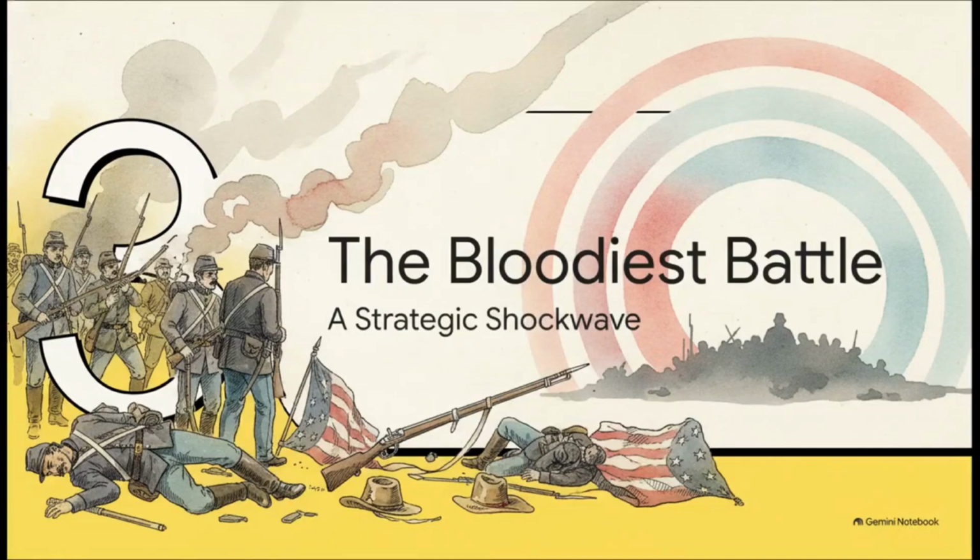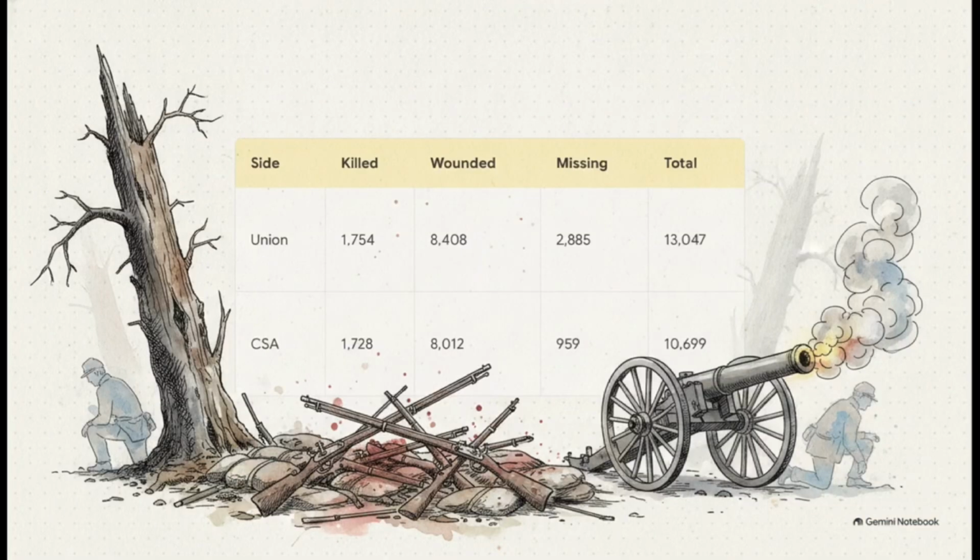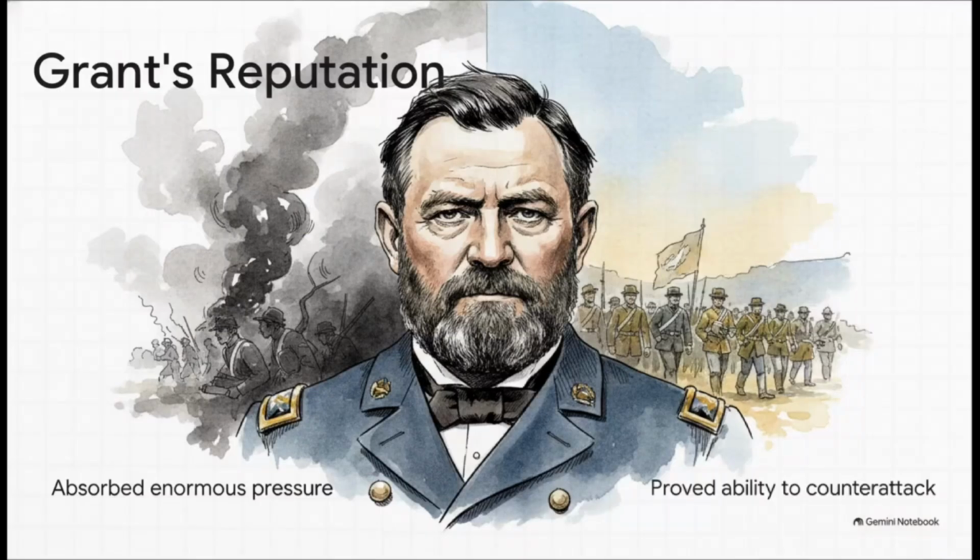Part 3. The bloodiest battle yet. So the fighting was over, but the grim reality was really just setting in. Over 23,000 total casualties in just 2 days of fighting. Tens of thousands of ordinary soldiers, many experiencing the horrific reality of massed artillery, shattered forests, and desperate close-range slaughter for the very first time, paid the ultimate price. These numbers proved to everyone, both North and South, that this conflict was going to be a long, drawn-out war of attrition.